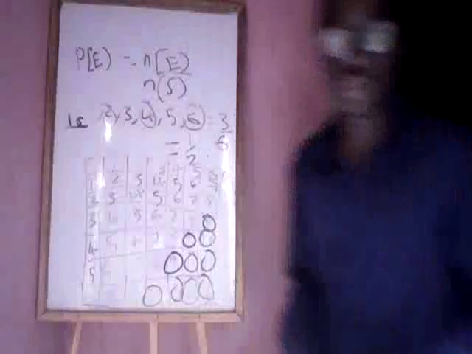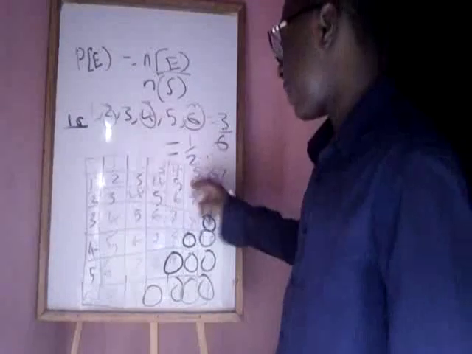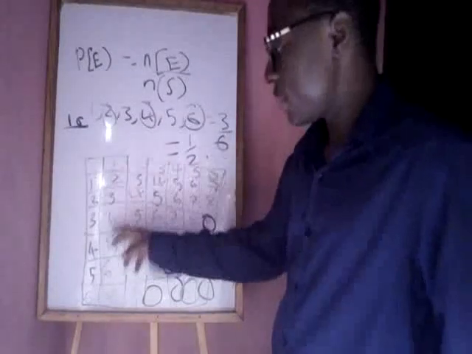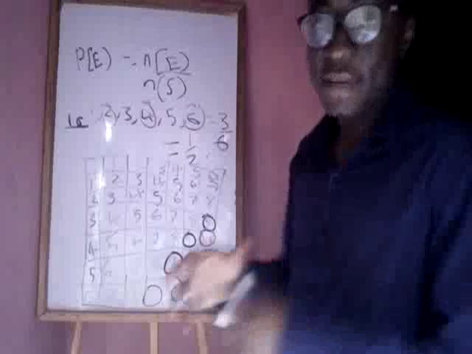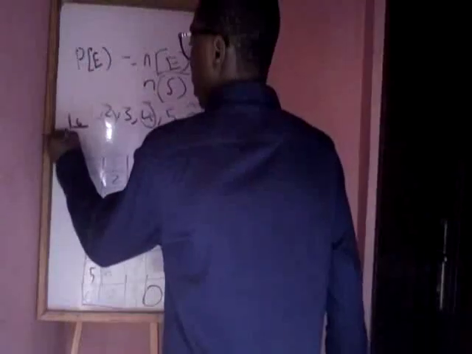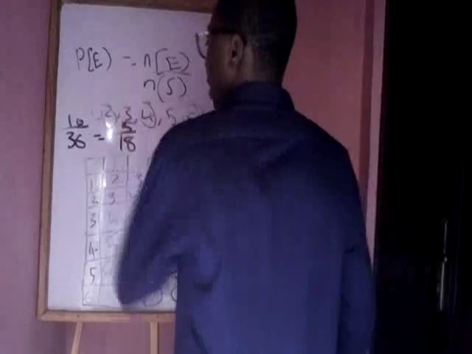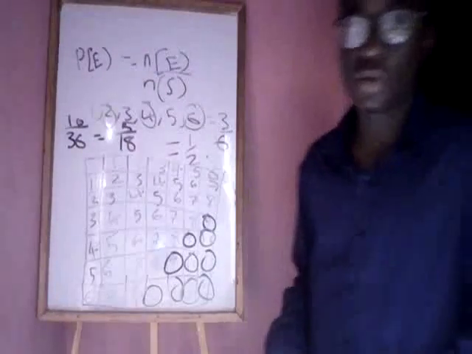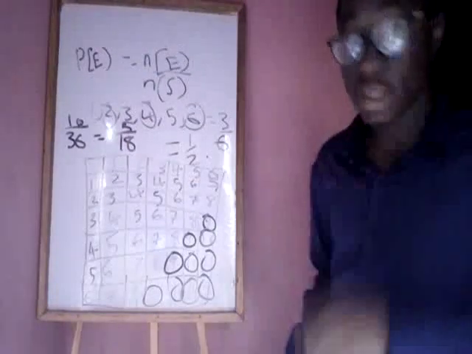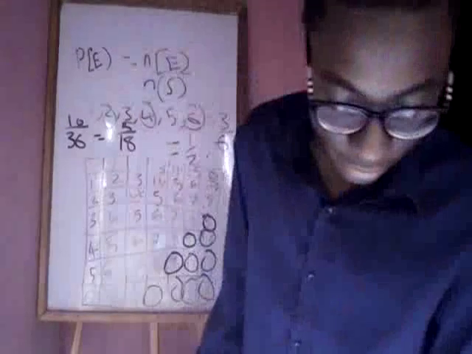Then the total sample space is 36, because when you count 1, 2, 3, 4, 5, 6 crossed with 1, 2, 3, 4, 5, 6, you have 36 different options. 10 over 36 gives you 5 over 18. So the probability of tossing a total that is greater than or equal to 9 is 5 over 18. That is basically the concept of probability.